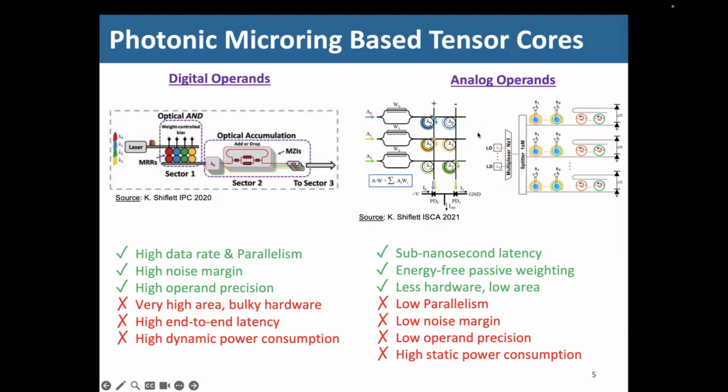Analog operand architectures again come in a variety of organizations. I've given a couple of examples over here, where Mach-Zehnder interferometers can be used along with microring resonators, or only microring resonators can be used. And the idea is to sort of print, or you can say transduce, the electrical operands.